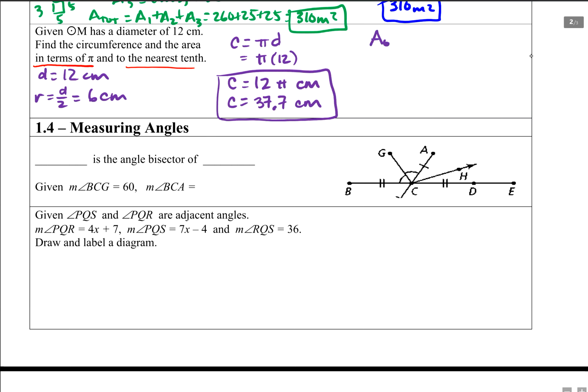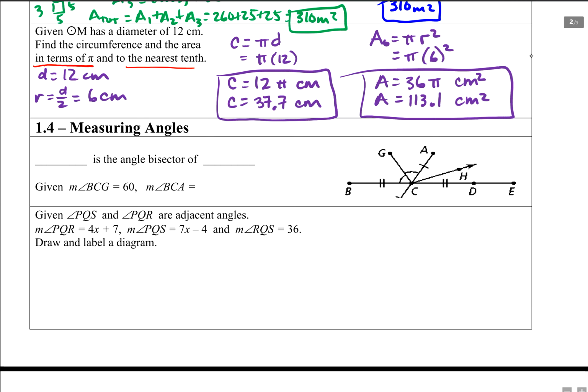There is in terms of pi and to the nearest tenth. I know that area of a circle is pi r squared. So that's pi, and my radius is 6 squared. So area is 36 pi centimeters squared. Area is always squared. Or I can put that into my calculator, and 36 times pi gives me 113.097. So that's 113.1 centimeters squared. If it says in terms of pi, you don't put pi in the calculator. If it says round to the nearest tenth, you do put pi in the calculator.